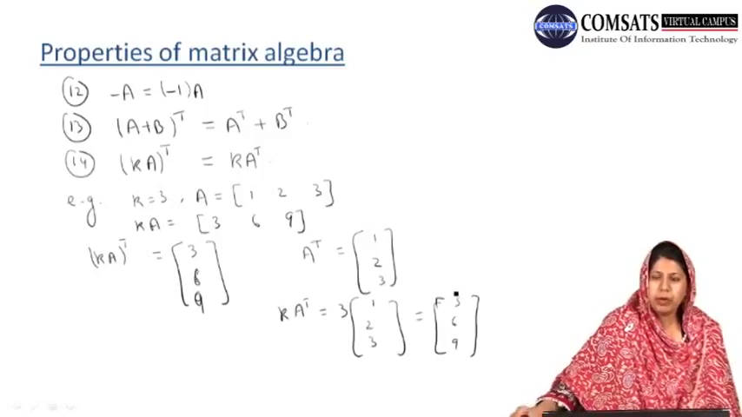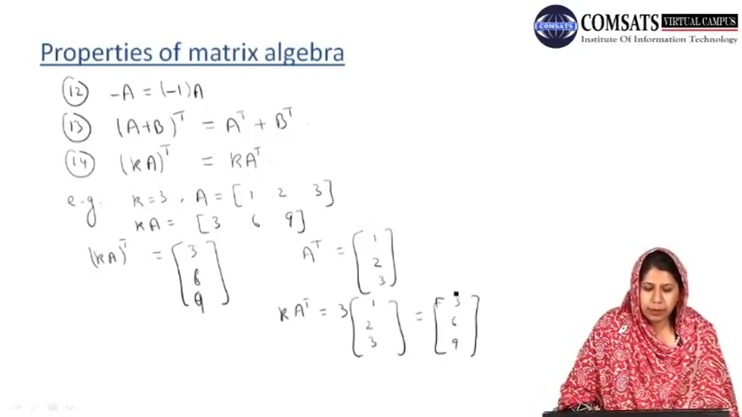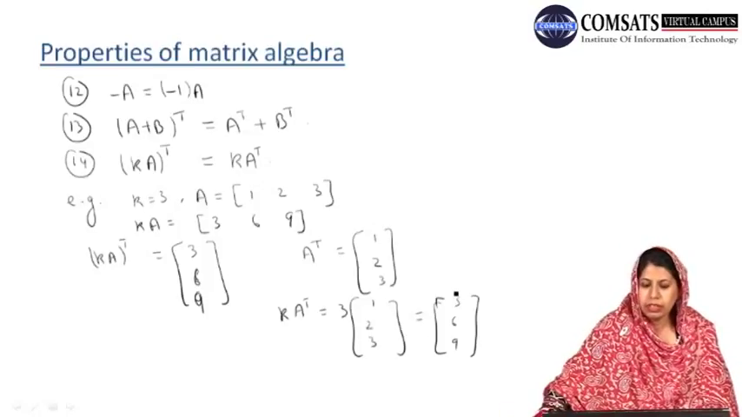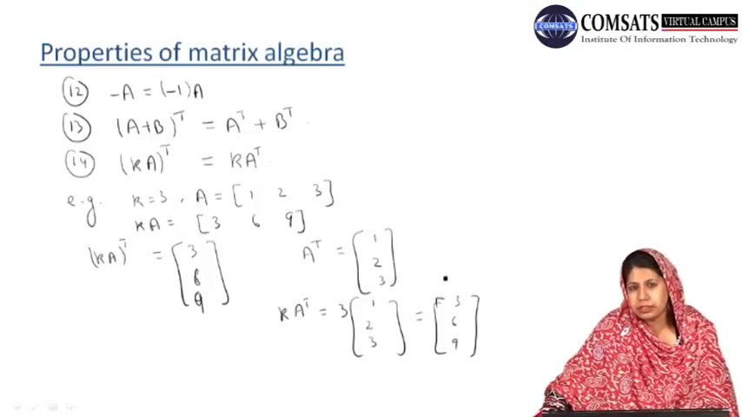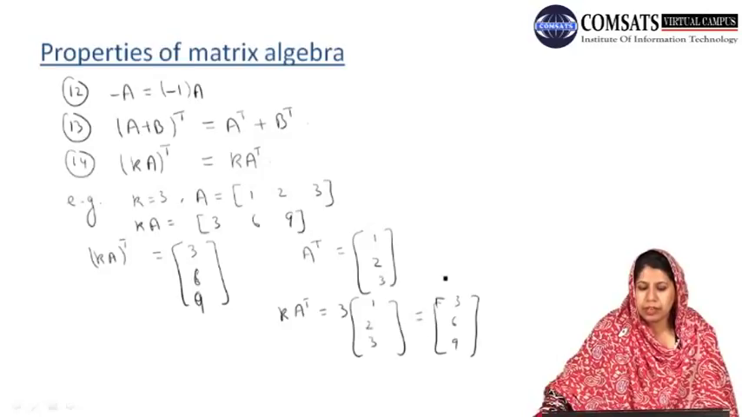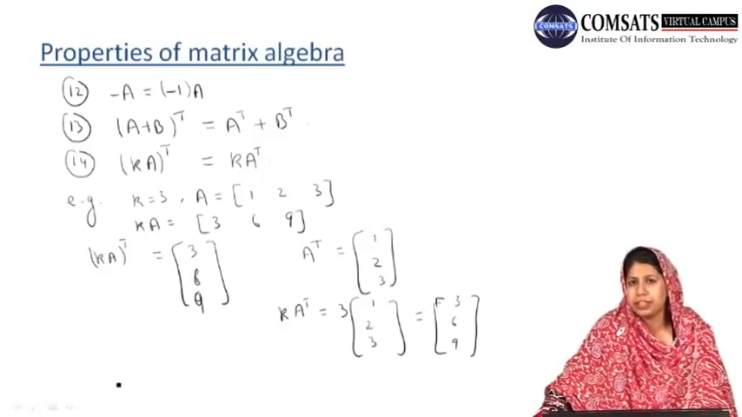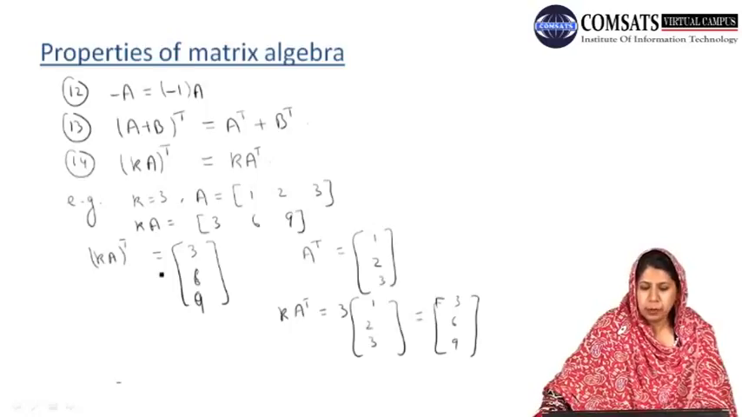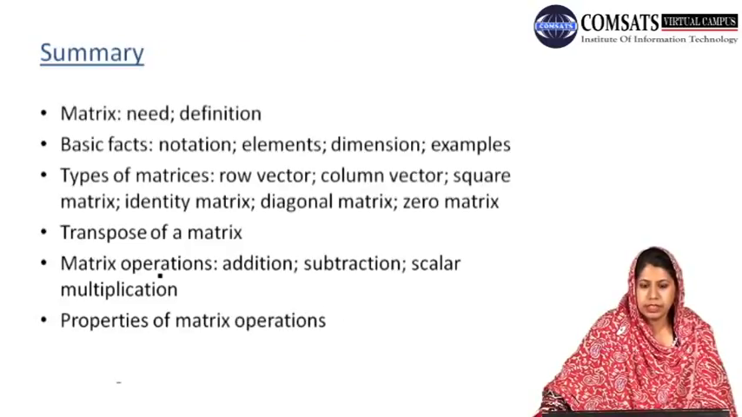So now we have seen some properties of our matrix algebra, which include addition, scalar multiplication, transpose and subtraction. We use these properties very often, but now we have collected all the properties related to the matrix operations of addition, subtraction, scalar multiplication and transpose. So with these properties we end our today's lecture.